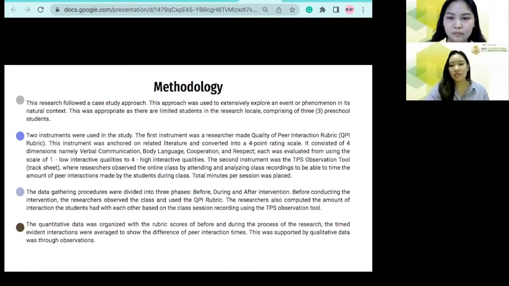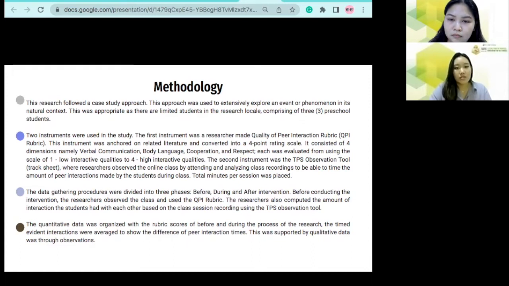The next part is the methodology. This research followed the case study approach. A case study research approach was used by researchers to have a better understanding of the lack of peer interaction inside an online classroom setting. This approach was used to extensively explore an event or phenomenon in its natural context. This was appropriate as there are limited students in the research locale.